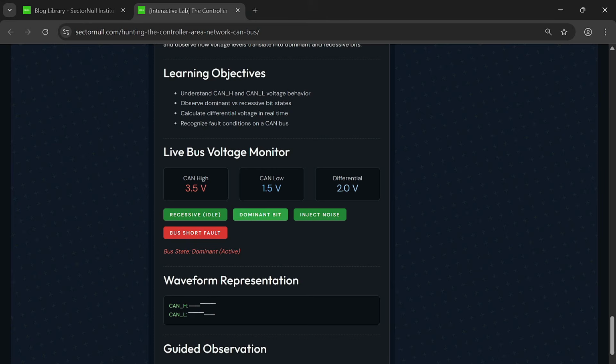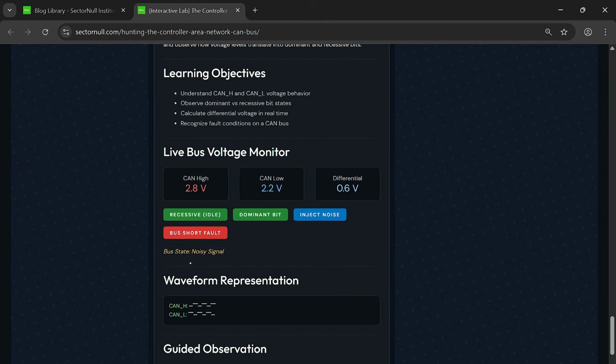And what about if we present the indirect noise? The CAN high is sitting at 2.8 volts and CAN low sitting at 2.2 volts. Now, the differential voltage is 0.6 volt. This tells us something immediately: the bus is no longer clean. At rest, both lines should be very close to 2.5 volts, and here, they split unevenly. That means something is injecting interference onto the system.